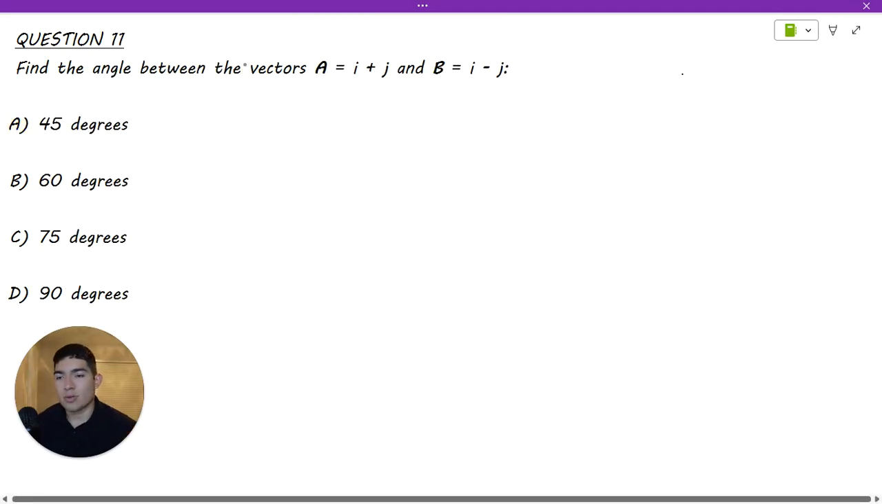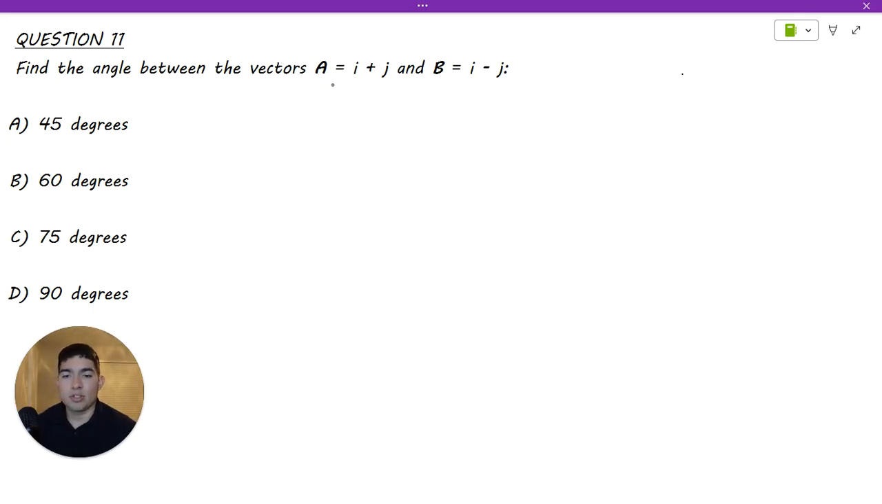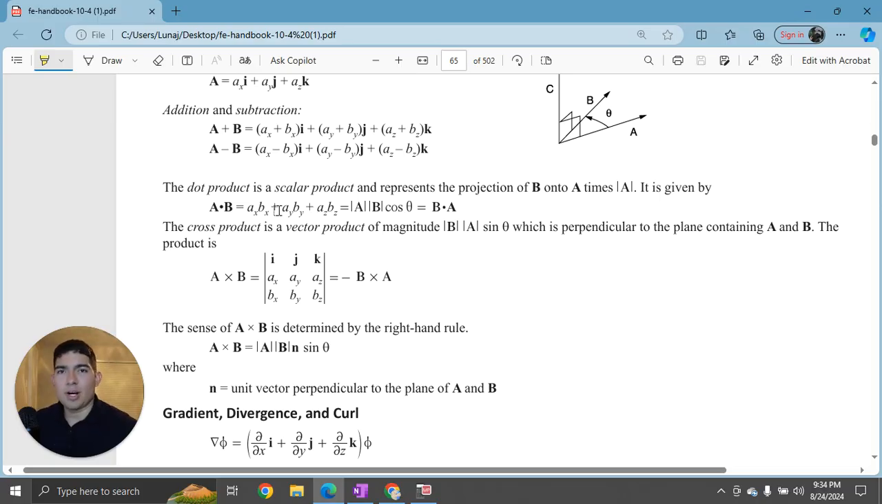So now moving on to number 11, we have something a little different. We need to find the angle between these vectors A and B. So the way that we're going to find the angle between two vectors is by using this formula right here. We're going to ignore this in the middle. This part in the middle is not important because it's just the definition of a dot product.